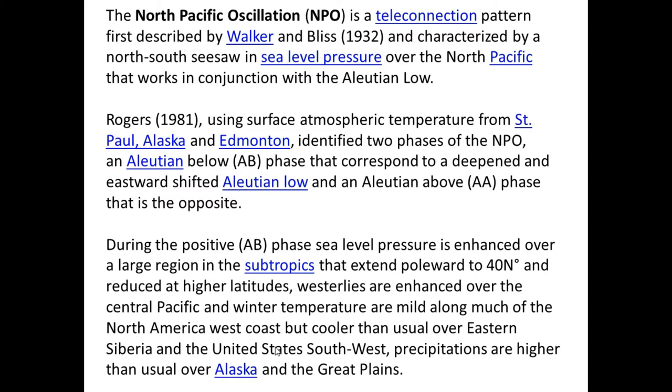During the ABO phase, sea level pressure is enhanced over a large region in the subtropics that extends poleward to 40 north and reduced at higher latitudes. Westerlies are enhanced over the central Pacific, and winter temperatures are mild along much of the North American west coast, but cooler than usual over eastern Siberia and the U.S. Southwest. Precipitation is higher than usual over Alaska and the Great Plains.